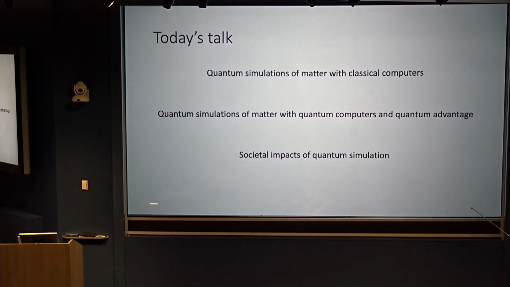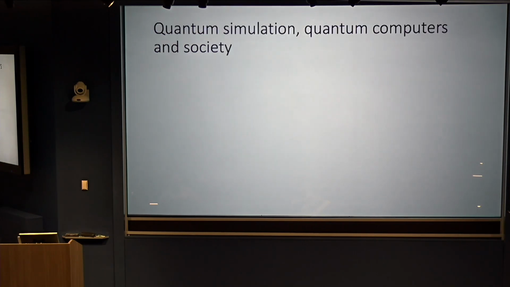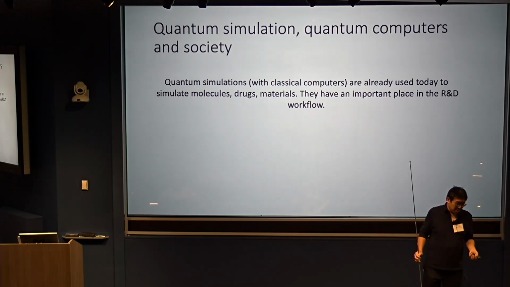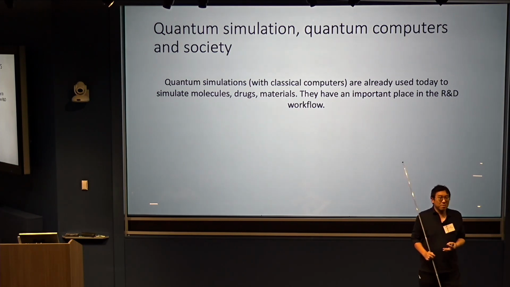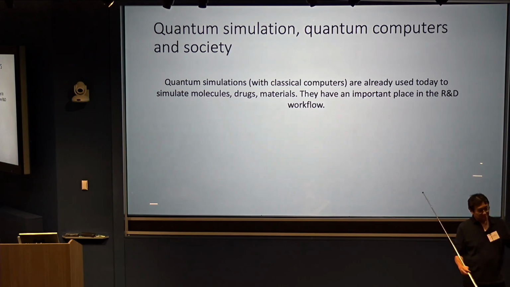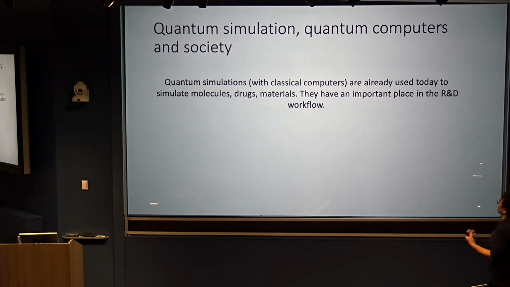So that leads me to the final few slides of my talk, which are about the broader impacts of quantum simulation. Quantum simulations of atoms and molecules and materials are something that's already very well established in society. Certainly in academia, we do this. In chemistry departments, people are doing this all the time. In physics departments, people are doing this all the time. But in industry as well. For example, in the materials industry, in the pharma industry, people are carrying out these simulations all the time. So they have an important place already in the workflow of the world.